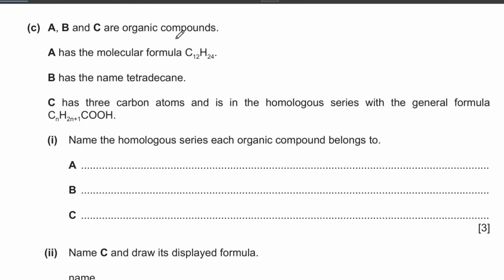We try to generate the general formula from the molecular formula. So this is going to be CnH2n, where n is 12. To get 24 hydrogens, we multiply 12 by 2. It cannot be CnH2n+2, because that would give us 26, not 24. So therefore, this is an alkene, because this is the general formula of alkene.